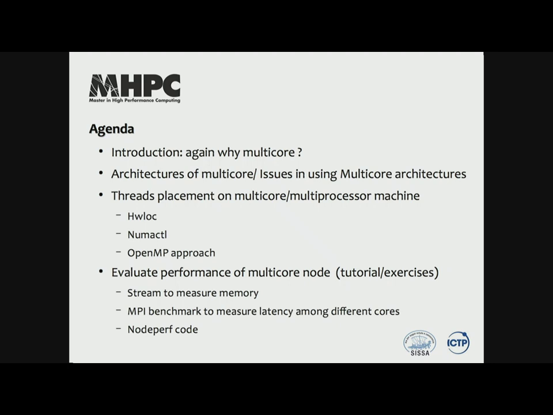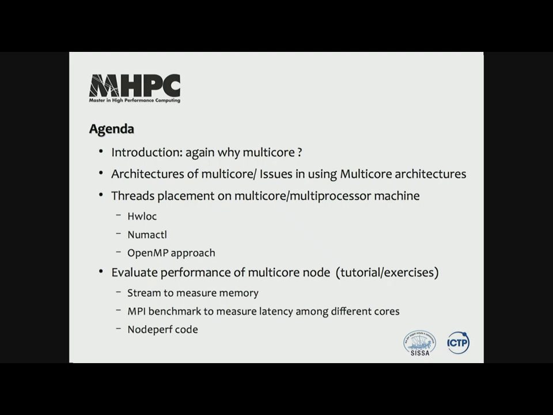There are tools to allow you. One is the OpenMP approach. There are a lot of environment variables that you can use to specify the right way to place the threads the way you want. Then there are a couple of tools that I forgot to ask our sysadmin to install, hwloc and numactl, so we can play with likwid-pin, which can do the same as well. And so we will play later in the exercise with likwid-pin. And then a lot of exercises.